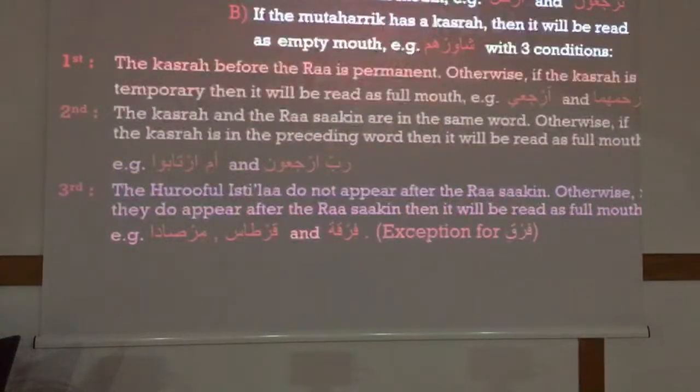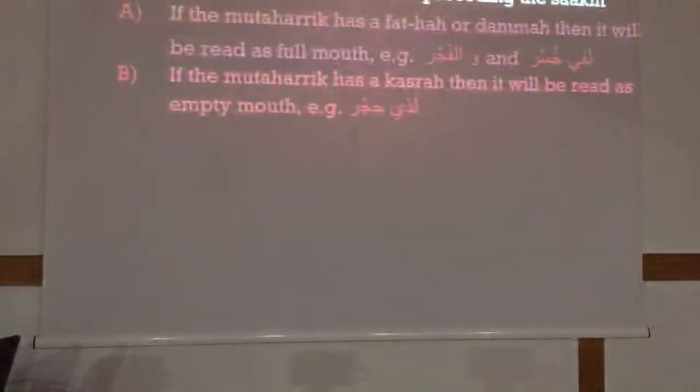Has everyone understood the third state of ra sakin? Okay, if anyone hasn't understood, inshallah, you can ask me later. Is that okay? Now this was the third case, ra sakin. And the last case we have is ra mawqufa. And what does mawqufa mean? Mawqufa basically means the letter upon which you are doing waqf. And who remembers what waqf means? Waqf means stopping.